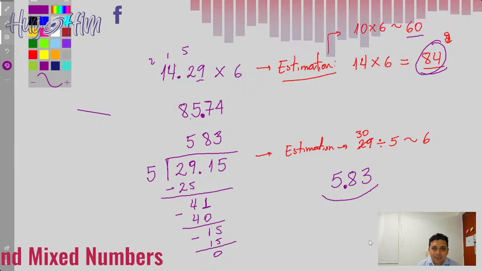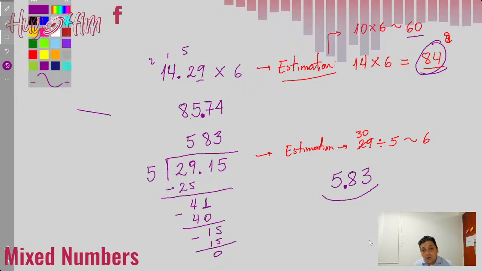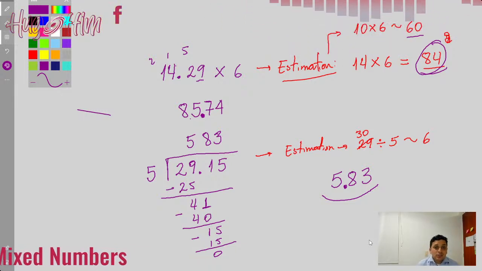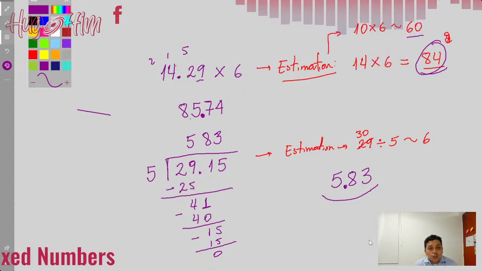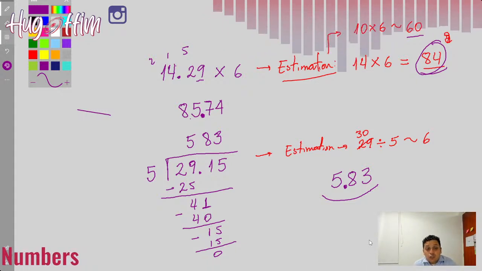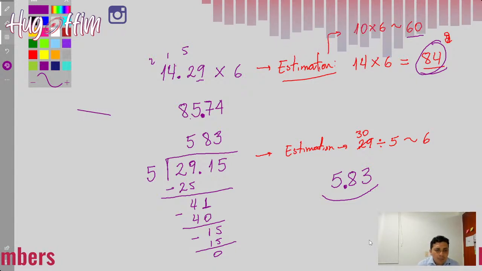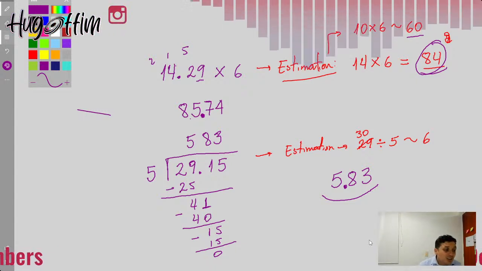So if you estimate the answer, then you can know what happened to the decimal point. You know where to place the decimal point. This is a good strategy. I think that it's a good strategy because it helps you to put the decimal point before thinking, oh, where do I put the decimal point? What could be the option?